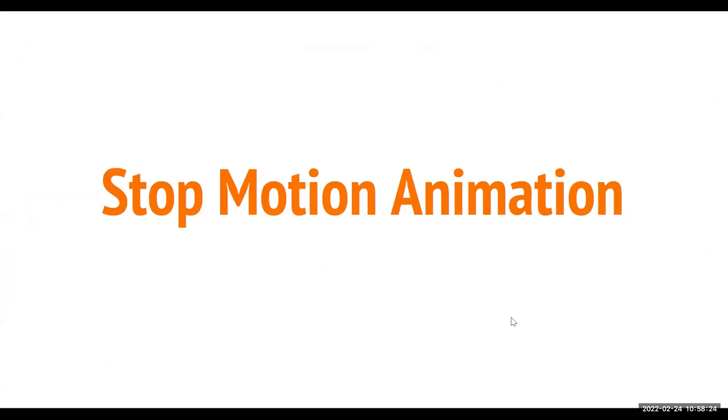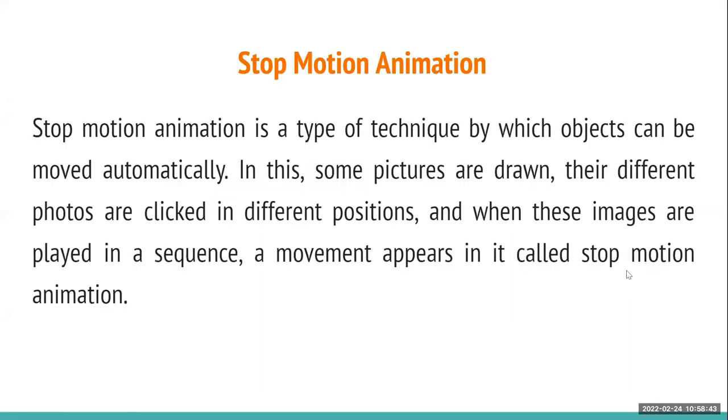Good morning, everyone. In this session, we will learn how we can create small animation videos by using the Stop Motion Studio app. So what is stop motion animation? Stop motion animation is a technique by which objects can be moved automatically. In this, pictures are drawn or different photos are clicked in different positions, and when these images are played in a sequence, a movement appears. It is called stop motion animation. We create an illusion of movement; that movement is not real.